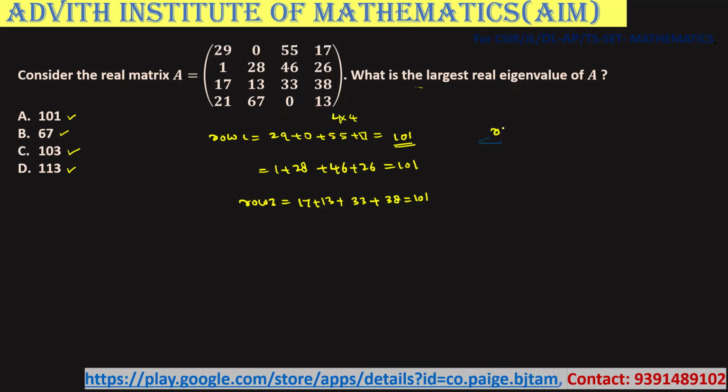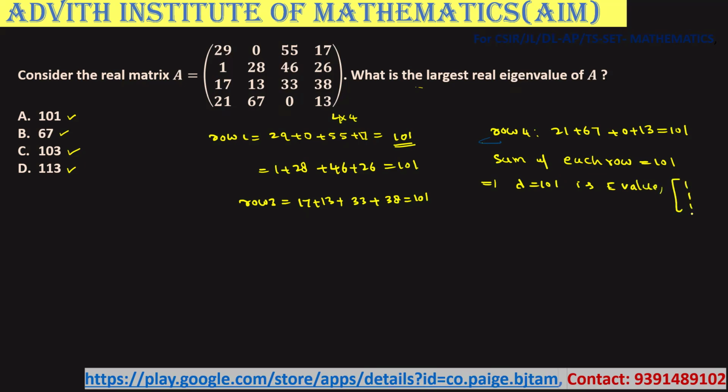And sum of row 4 is equal to 21 plus 67 is 88, plus 0 plus 13. 88 plus 13 is 101. So therefore the sum of each row is equal to 101, which implies that lambda equal to 101 is an eigenvalue, right? And its eigenvector is (1, 1, 1, 1), right? So therefore lambda equal to 101 is an eigenvalue. But we need to say whether 101 is the largest.